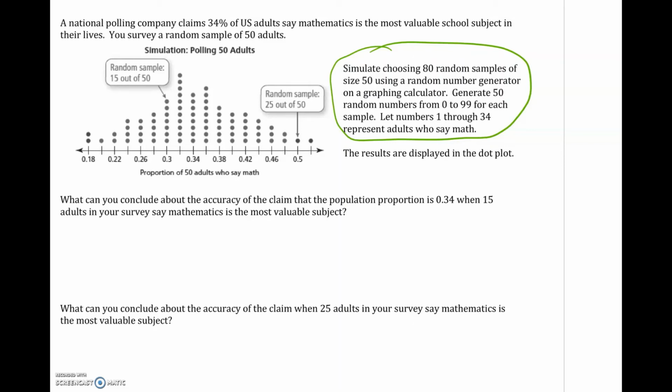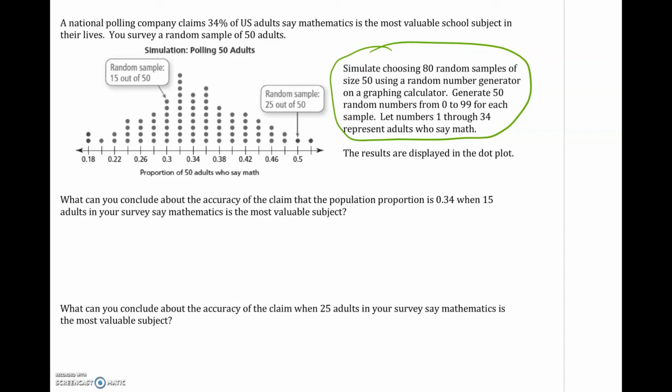So using a random number generator, on your graphing calculator or on a computer, you can just pull numbers out of a hat as well, but you're just randomly generating numbers, and this person decided to use a graphing calculator. And they decided to do numbers from 0 to 99. And why is it not 1 to 100? Beats me. You just need 100 numbers.